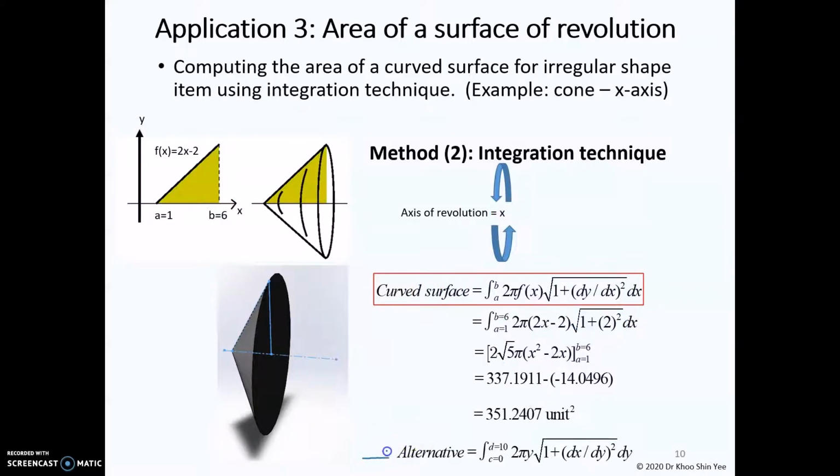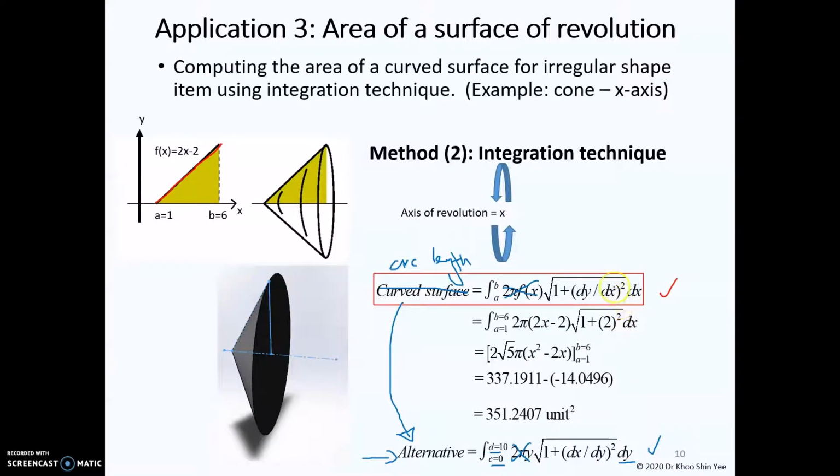There is an alternative way to solve this problem. We know the arc length is without the 2 pi f(x) function here. And this arc length can be equal to this formula, where you change the limit to c and d, which is in the y-axis. So if you compute either this or this formula, you should obtain the same arc length value here.